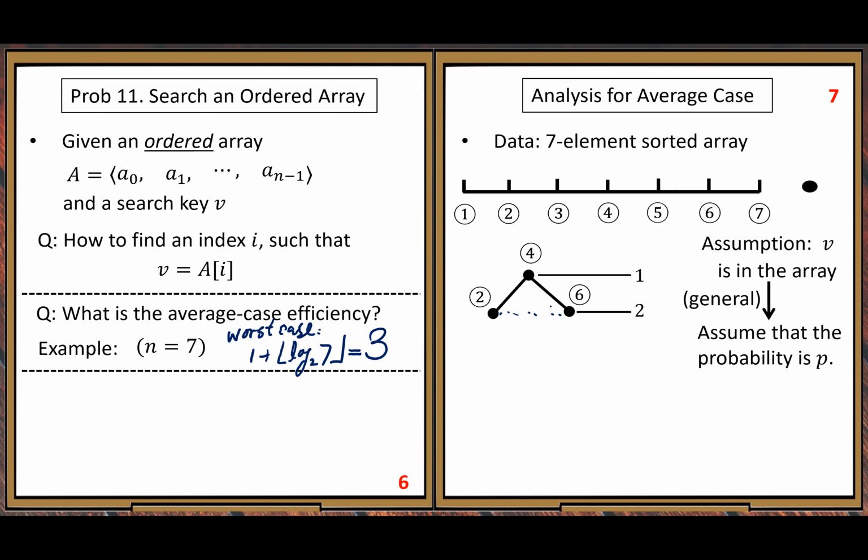Then going down, another left-right consideration. So 1 is at the left of node 2 and 3 is at the right of node 2, and so on. So this is our final binary tree representing the comparison situation for this 7-element ordered array. And the third comparison: the bottom 4 elements require 3 comparisons.